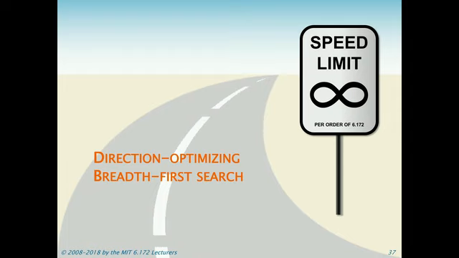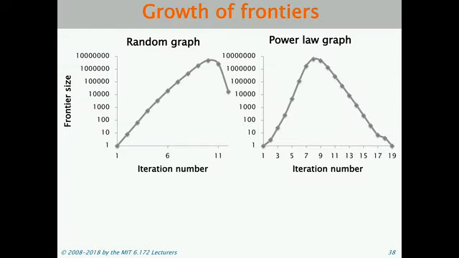OK, so let me talk about another optimization for breadth first search. And this is called the direction optimization. And the idea is motivated by how the sizes of the frontiers change in a typical BFS algorithm over time. So here I'm plotting the frontier size on the y-axis in log scale, and the x-axis is the iteration number. And on the left, we have a random graph. On the right, we have a power law graph. And we see that the frontier size actually grows pretty rapidly, especially for the power law graph, and then it drops pretty rapidly.